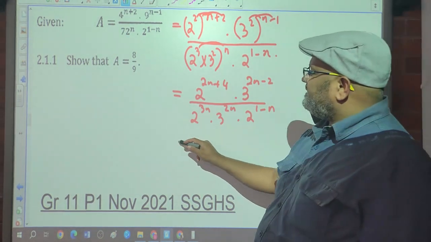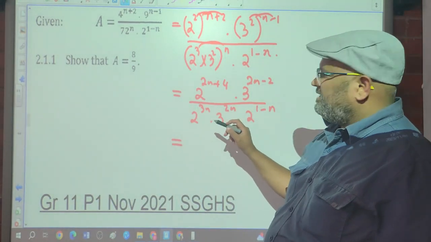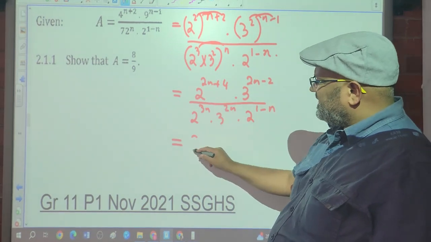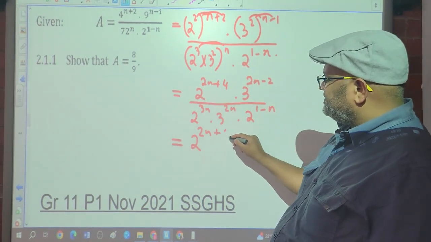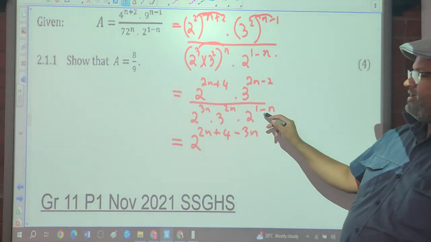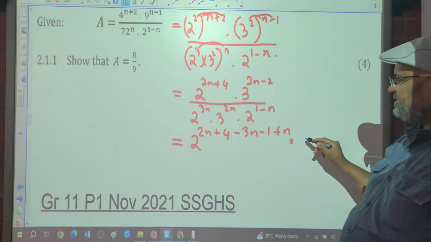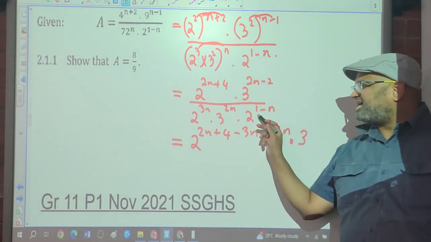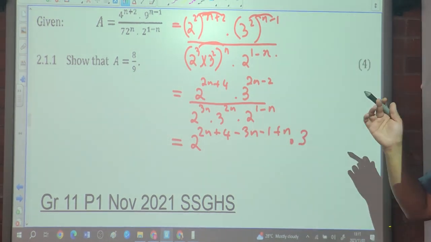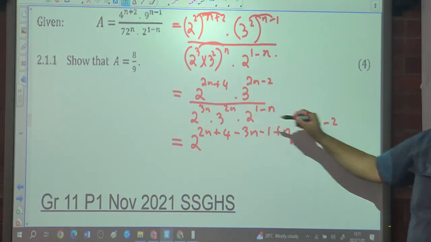So when you're multiplying and bases are the same, what do you do with the exponents? You add them. And when we divide, we subtract. So it's 2 to the 2n plus 4. It must be subtracted from 3n. And there, as you can see, those bases are the same. So it's minus 1 plus n times 3. You see the signs just change there when you bring it up. 3 to the 2n minus 2 minus 2.